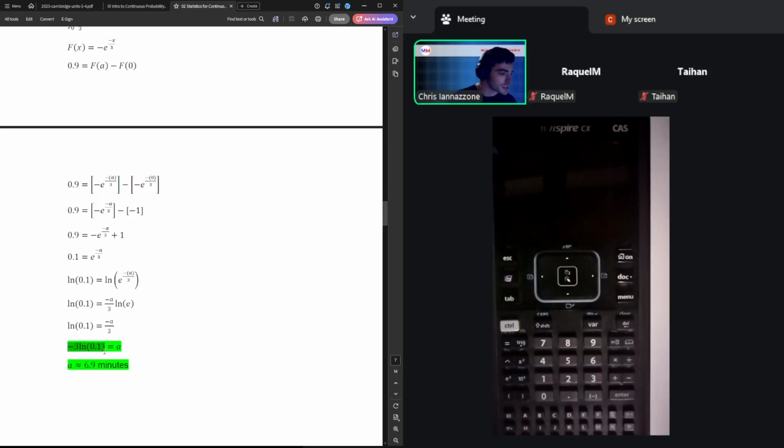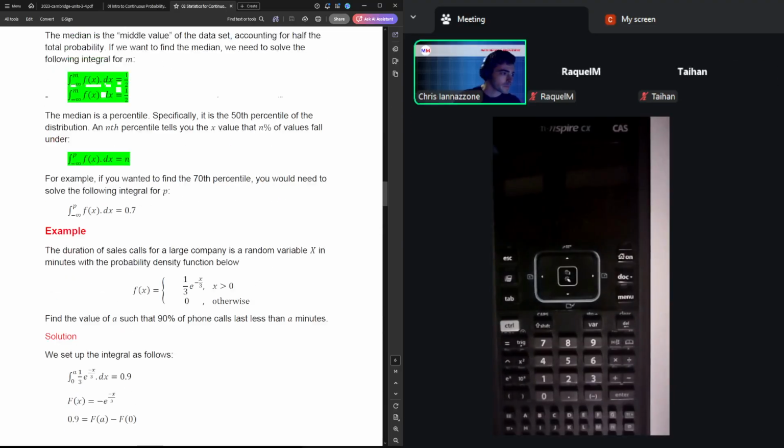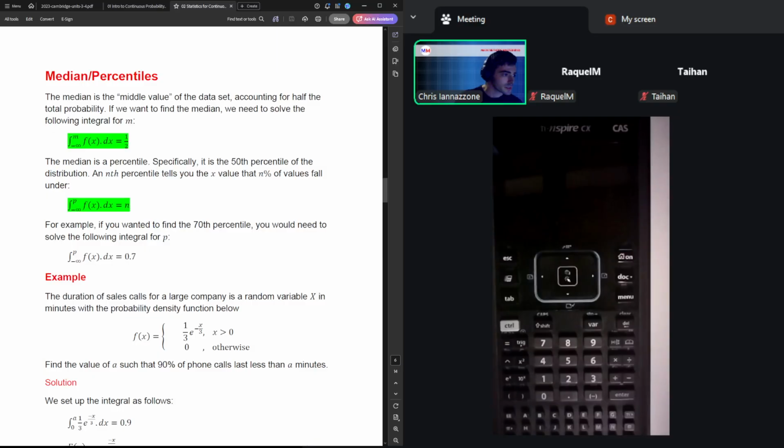Tech-free is usually a bit weird. Negative natural log 0.1. It's not immediately obvious that that's going to turn out to be a positive value, unless you spend a lot of time working with logarithms. Any questions on these percentiles slash median kinds of questions?